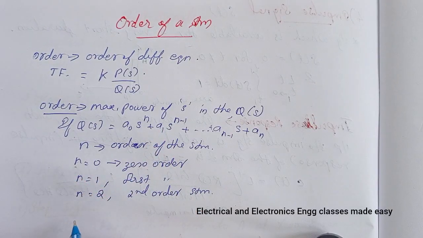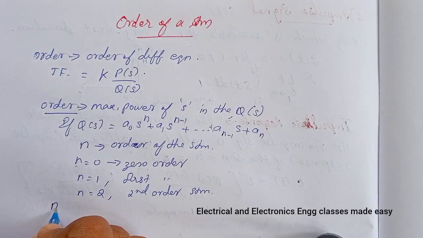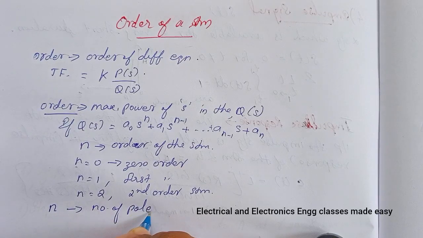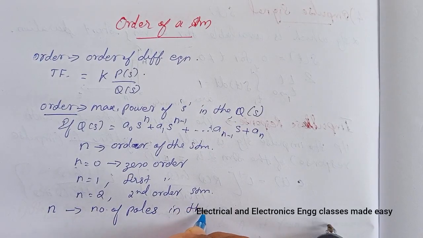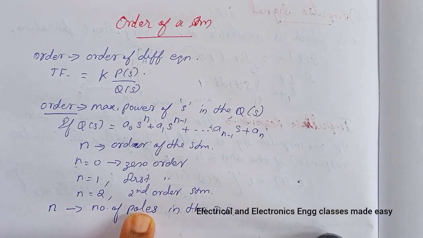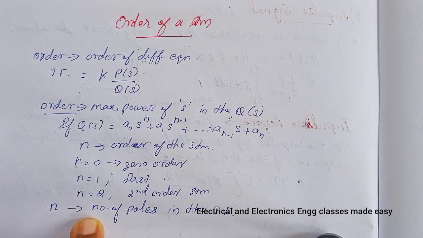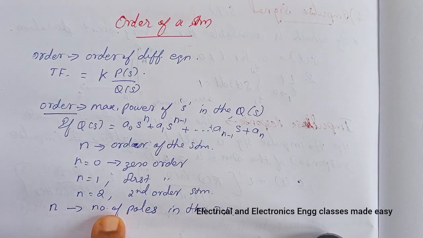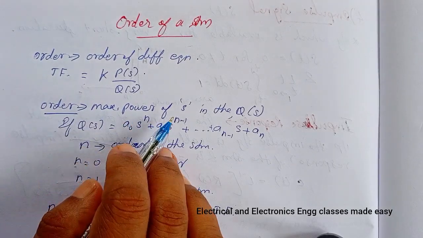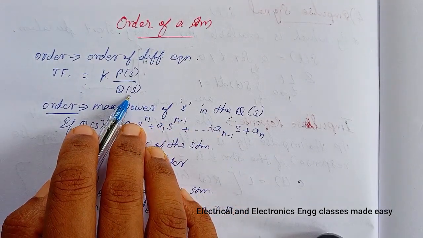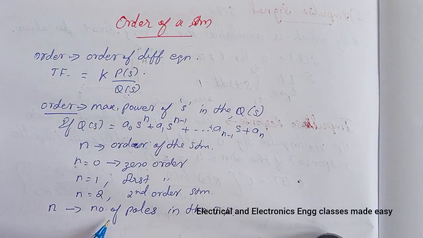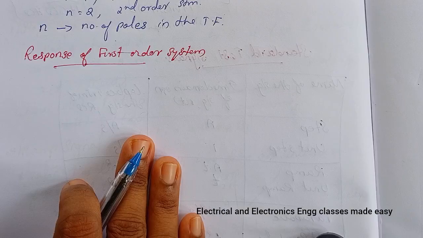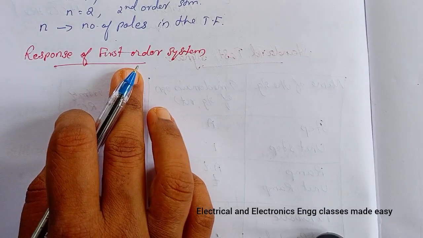And also the value of n gives the number of poles in the transfer function. So the order is given by the number of poles of the transfer function. So order means the maximum power of s in the denominator polynomial. Also it is equal to the number of poles in the transfer function. Let us study the response of first order system.